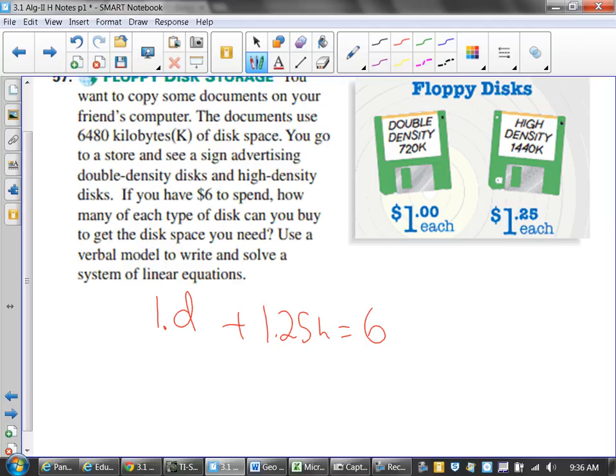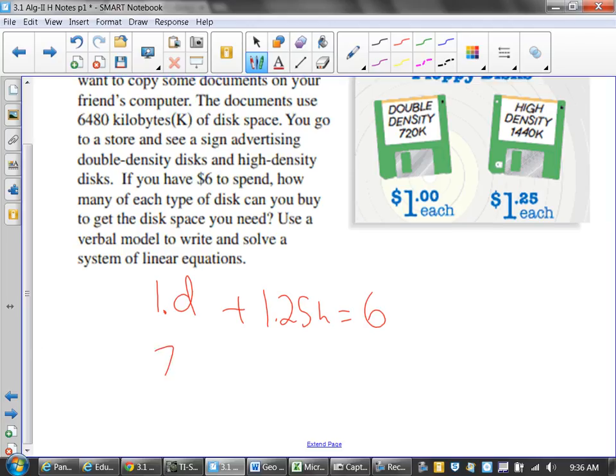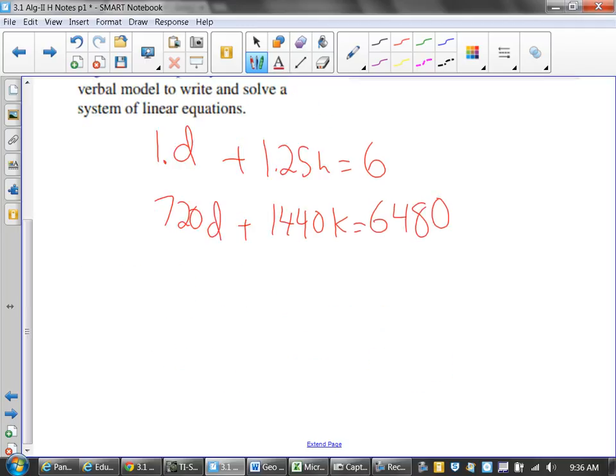And then the other one, what we're going to do is you have the storage space, 720D plus 1440H has to equal 6480.